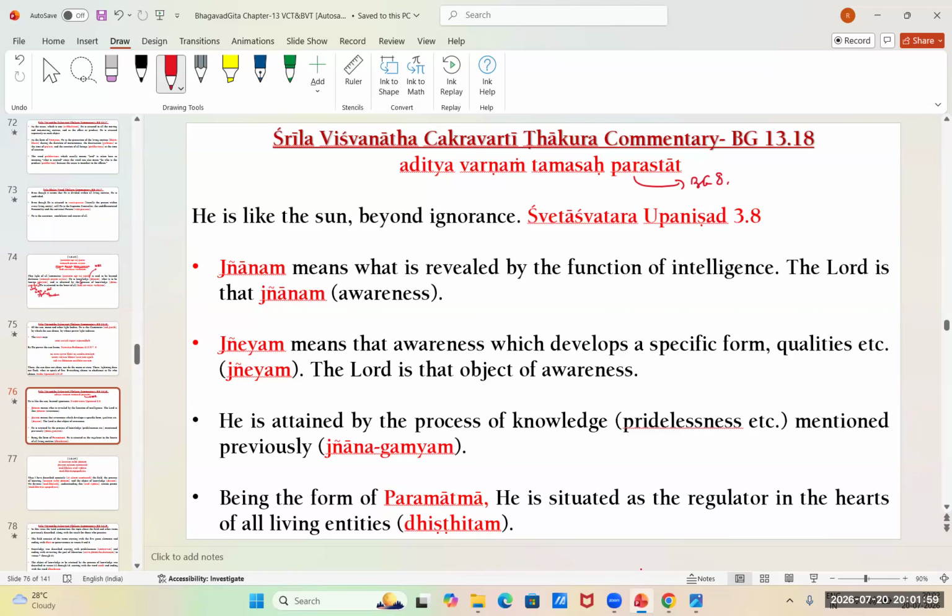Yes, Sri Lalita Mataji. Hare Krishna. Yes, Prabhuji, I'm able to hear. 8.9. It's 8.9 only. 8.7 is Tasmat Sarveshu Kaleshu Mam Anusmara Yuddhya Cha. And Abhyasa Yogena. And then what is the Abhyas? Kavim Puranam.